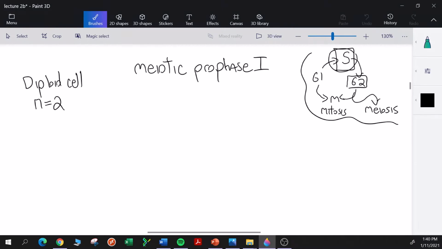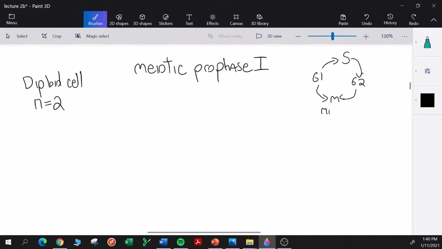So at the beginning of meiosis, do the chromosomes look like this here or this? They're going to look like this because the DNA has already been replicated. Okay, so I just wanted to start with that. When we're talking about meiosis, we need to remember that the DNA has already undergone DNA replication.